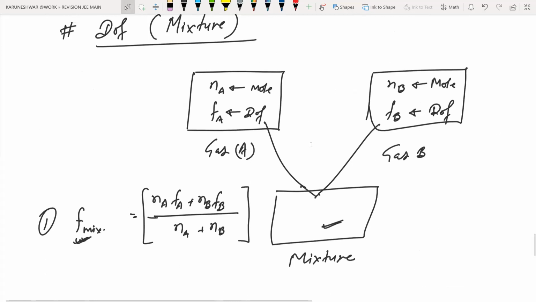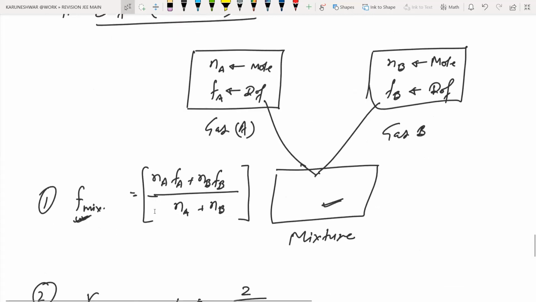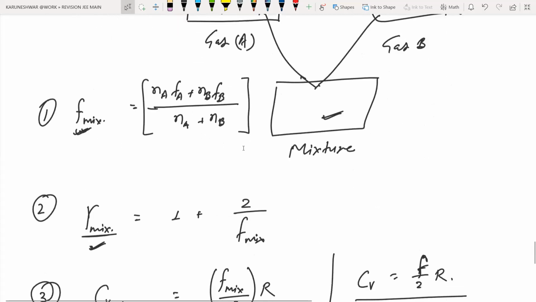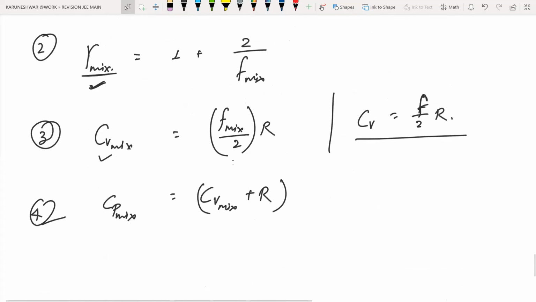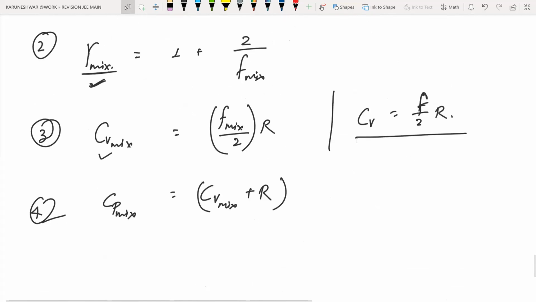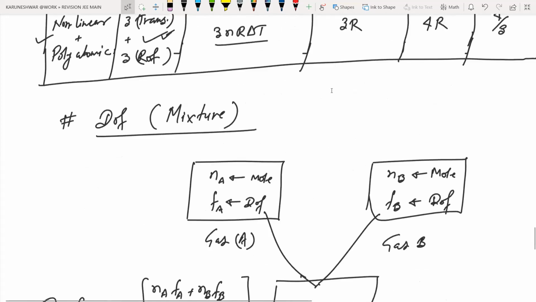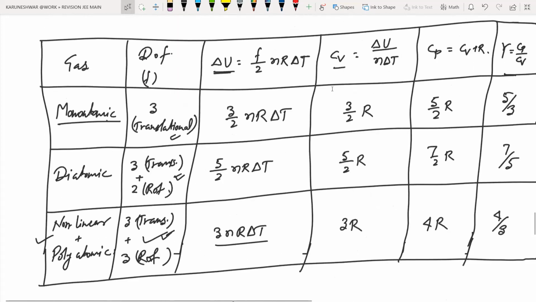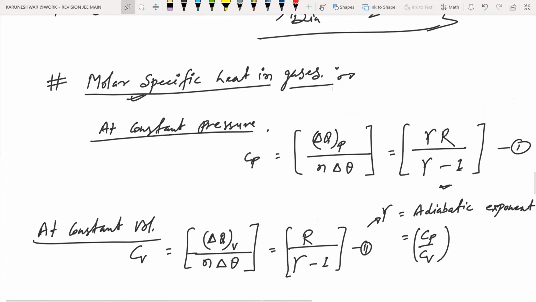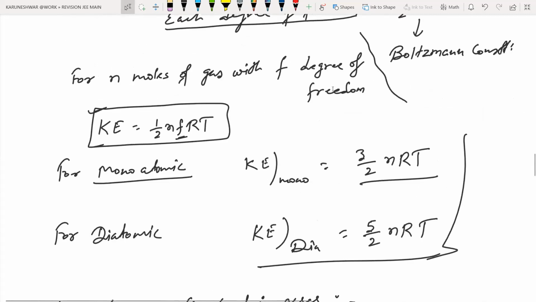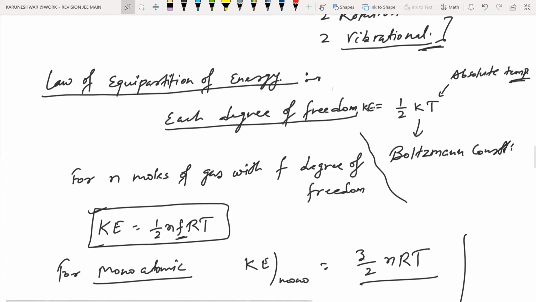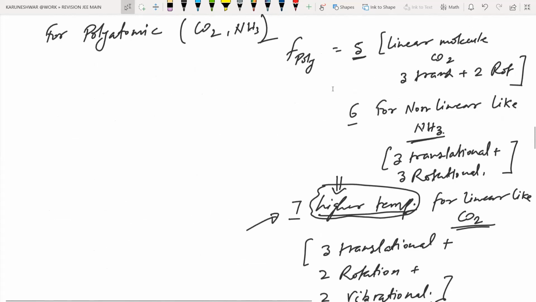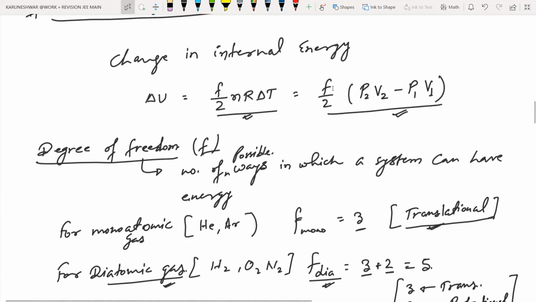So these are the mixture relations whenever we have a mixing of two gases, three gases, four gases, or n gases, no matter at all. You first find F mixture, the degree of freedom for the mixture gas, then you find gamma mixture, and then CV mixture and CP mixture, or whatever the question is asking you. So this is called the mixture connection with the degree of freedom.